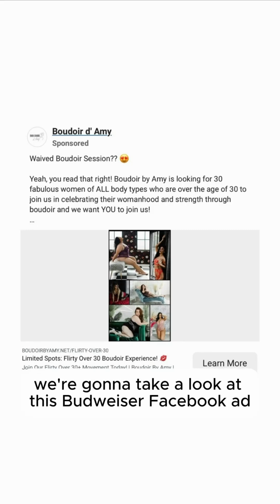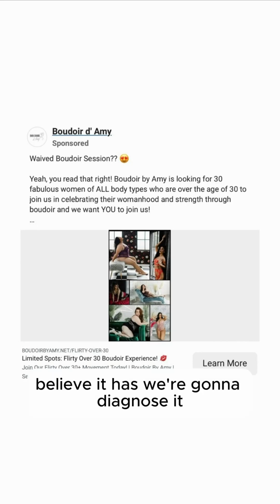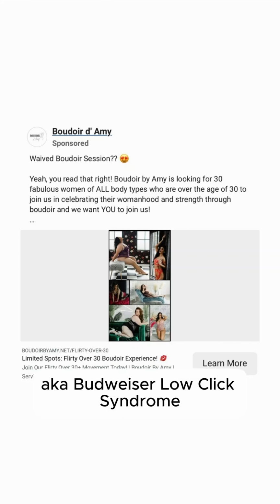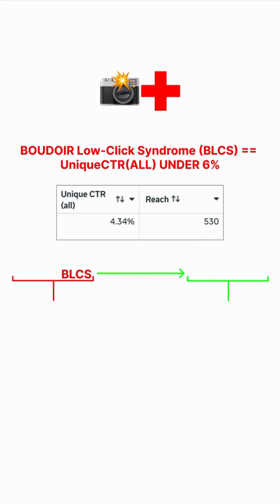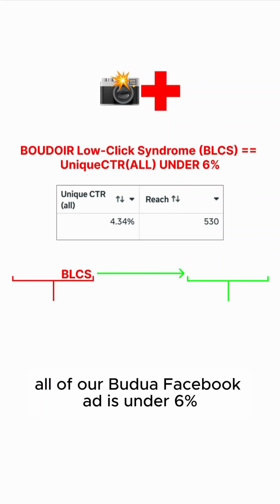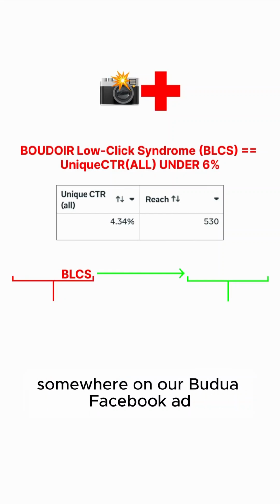All right, y'all, we're going to take a look at this Boudoir Facebook ad and diagnose it, see if we believe it has BLCS, aka Boudoir low click syndrome. Boudoir low click syndrome is when the unique CTR all of our Boudoir Facebook ad is under 6%. This means fewer than 6 out of 100 women are clicking somewhere on our Boudoir Facebook ad.